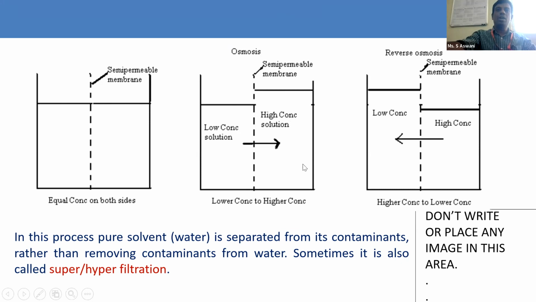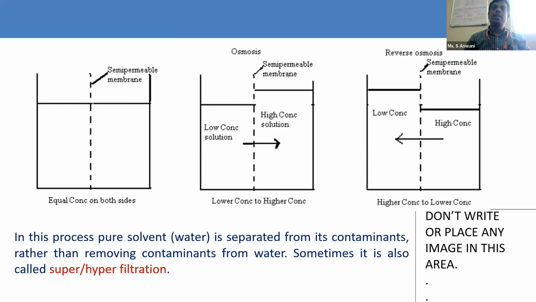If you look at the osmosis method, there is a permeable membrane. One side has a low concentration of solution and the other side has a higher concentration. Due to the osmotic pressure, the solution migrates from low concentration to higher concentration. This method is called osmosis. In the permeable membrane, the ions move from low concentration to higher concentration.